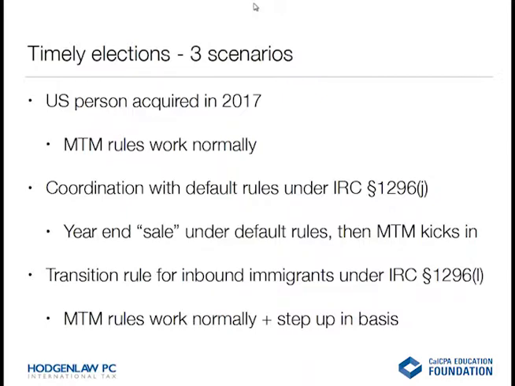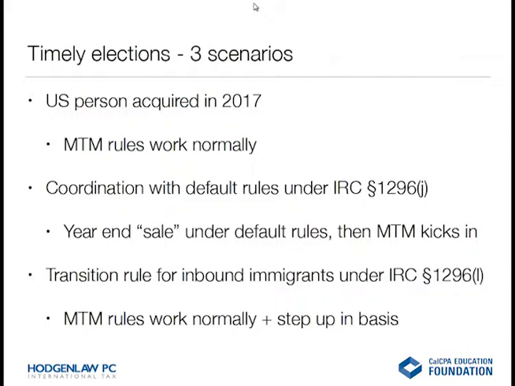So let's say in the first one that a person acquired the PFIC in 2017. Right now it's 2018. Let's assume this person filed an extension a couple days ago and they still have time to timely file their 2017 return. They would be able to make a mark-to-market election for that first year of ownership, and the rules would work normally. So this is what we normally think of when we're talking about a timely election.